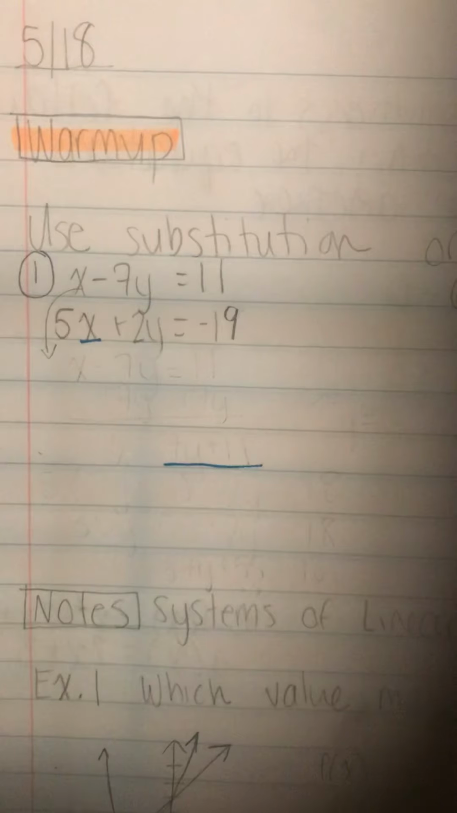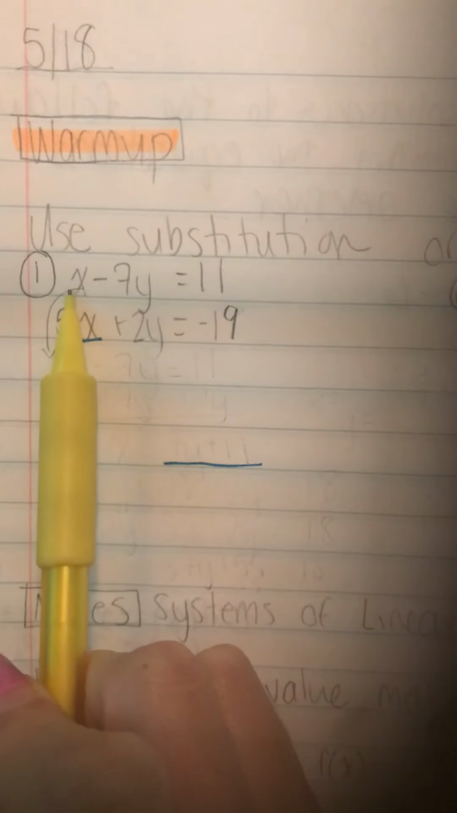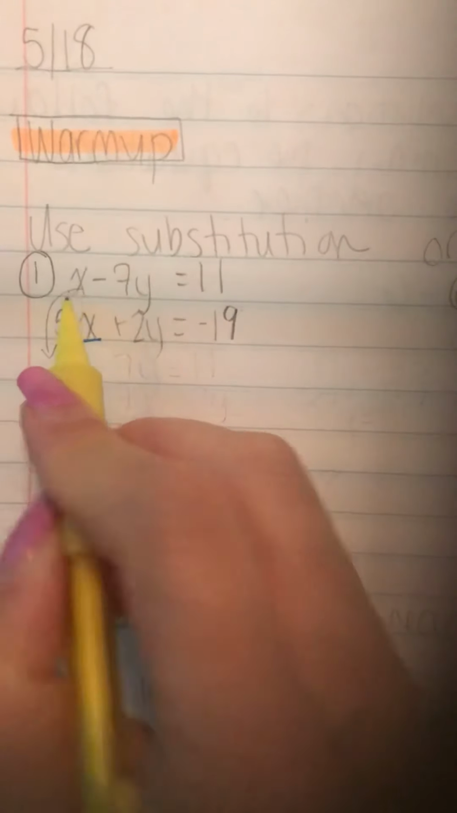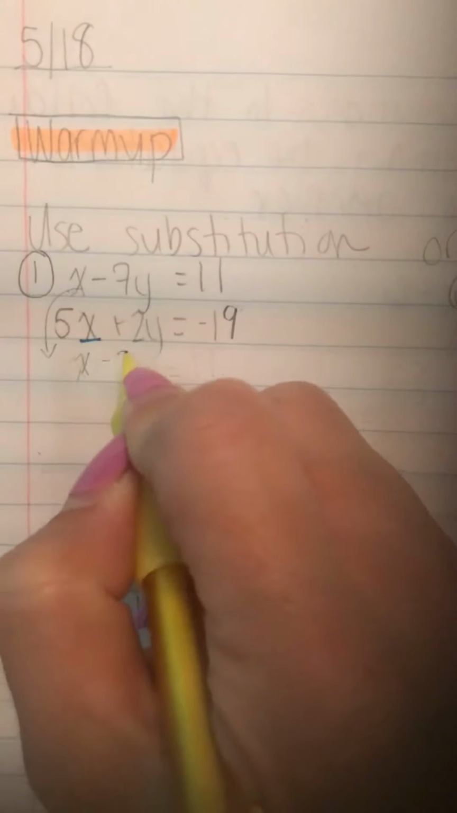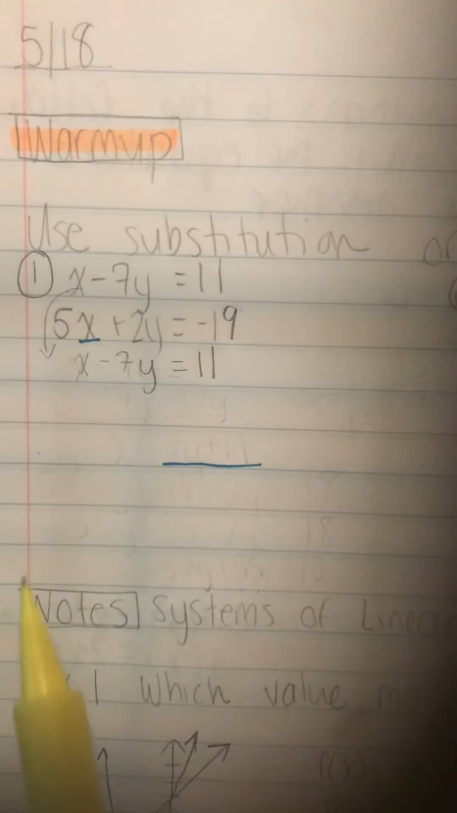So to start, it says use substitution or elimination to solve. For the first one, I'm going to use substitution because this x has a coefficient of 1 in front of it. If I go too fast for you guys, go ahead and pause the video and rewind and listen to what I say again. So I want to take this first one and I want to solve it for x. So how am I going to do that?